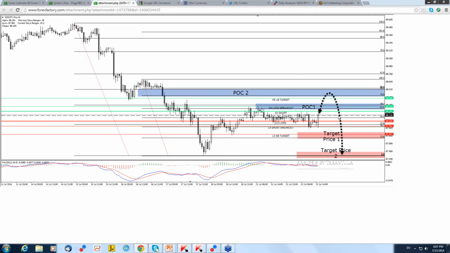I always do this sort of analysis pre-fact, so I don't know if the price will come here or go there. On the next candle, this was the leaving candle. This candle touched, it went somewhere around there, right? And it touched 88.18, 88.15.